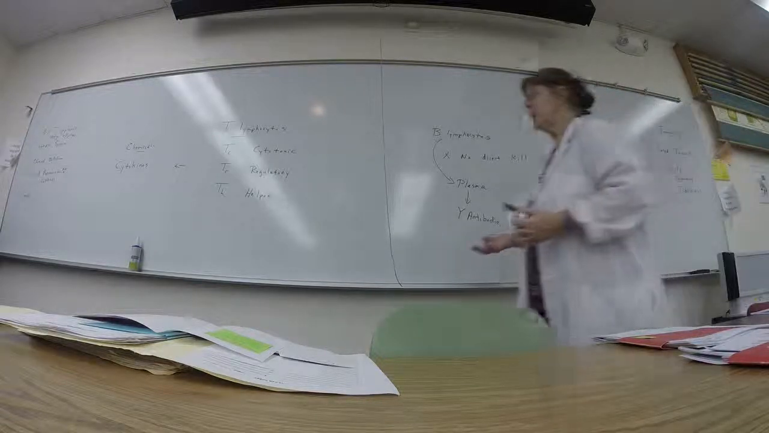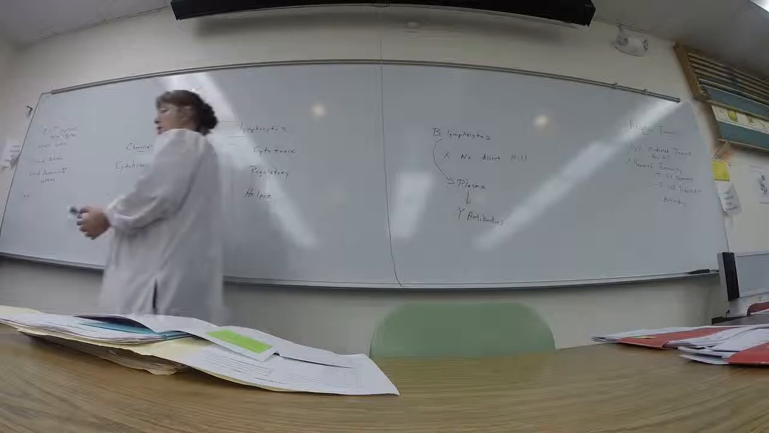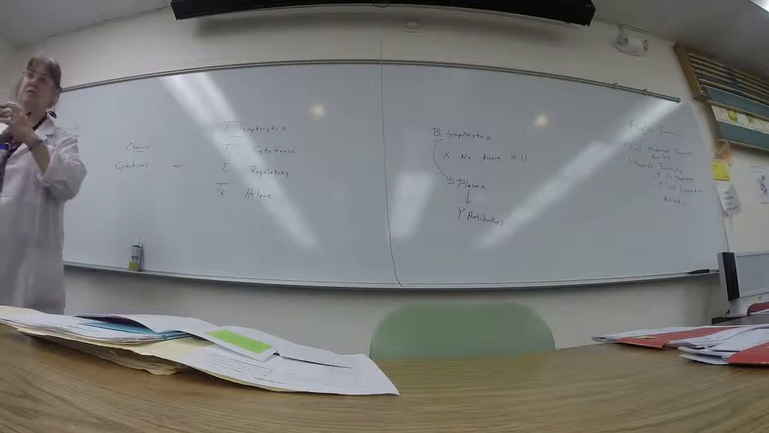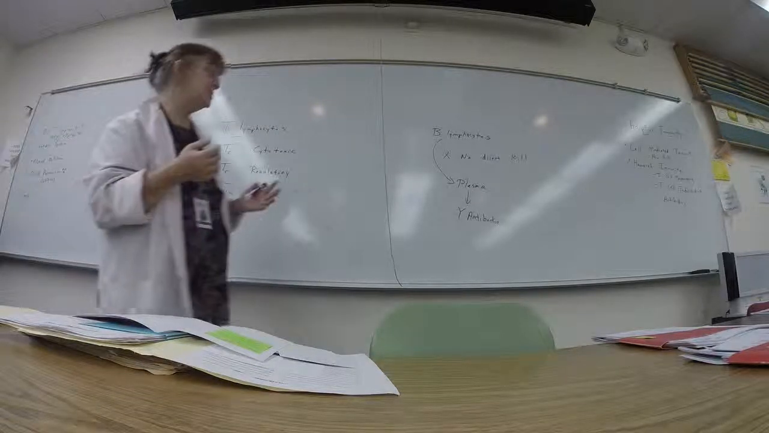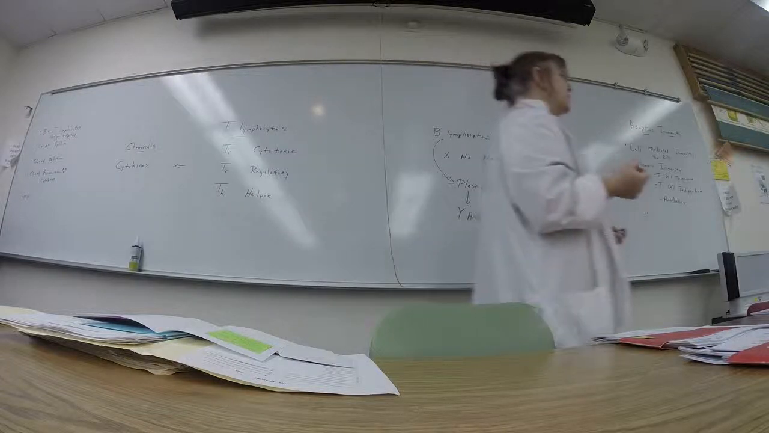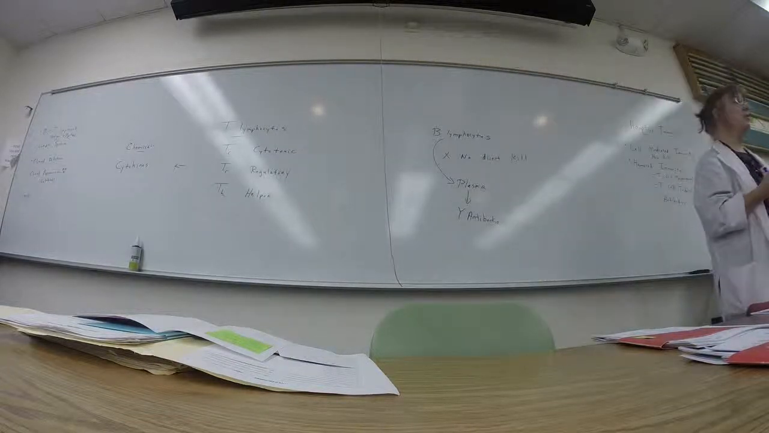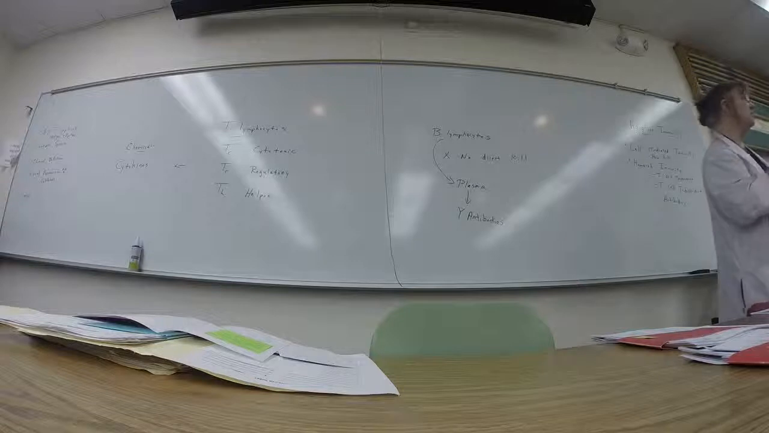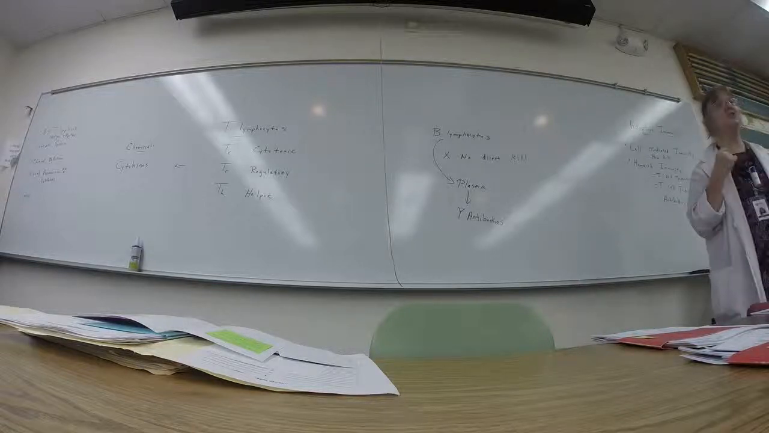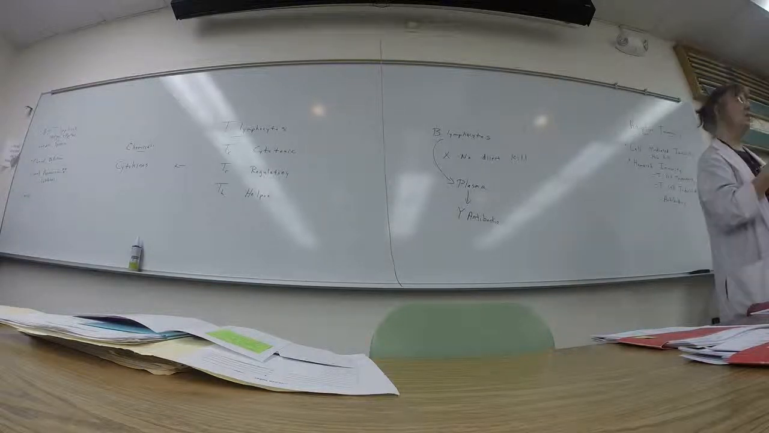T cells are called T cells because they will mature in the thymus. They go to the thymus and then they mature. B cells are really misnamed. They were technically named for the bursa of Fabricius, which is an organ in a chicken that we don't have.